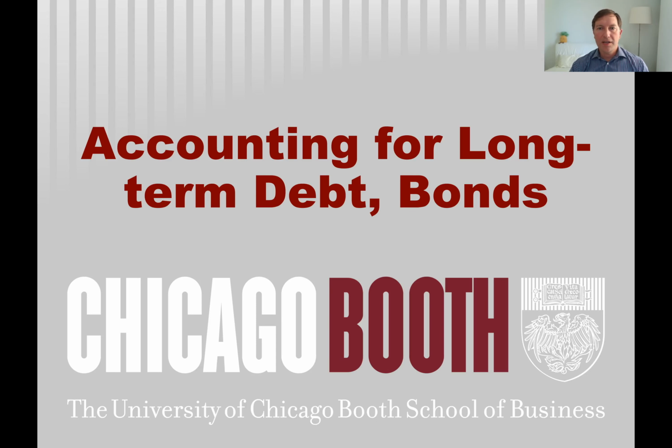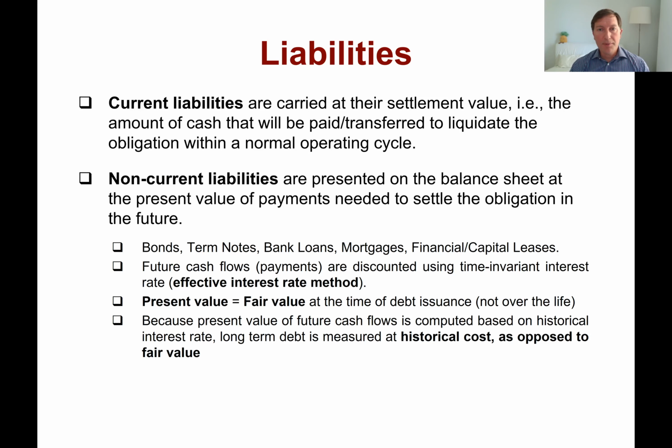Welcome back. This is Financial Accounting, and today we are going to learn about accounting for long-term debt and things like bonds or notes payable. So when it comes to accounting for liabilities, accounting differs quite a bit between current and non-current liabilities. Current liabilities are accounted for on the balance sheet at their settlement values, basically the amounts that we need to pay to get rid of those liabilities. Okay, there's no discounting. The accounting is very straightforward, and that's why we are not talking much about current liabilities.